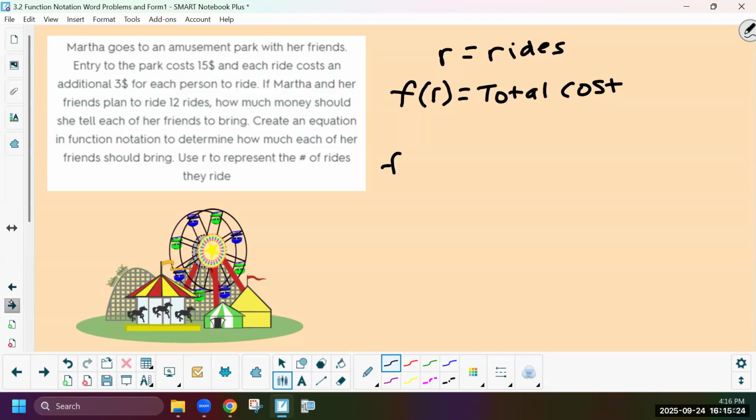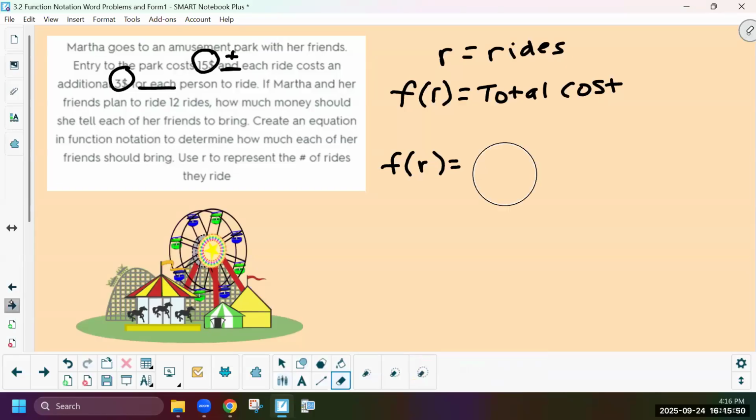Okay, so I'm going to say f of R equals. So I see in the problem that it costs $15 just to get in the park. So that is my one-time fee to get in. And means that we're going to add it costs an additional $3 for each person. So that is going to be my rate, my $3 per person. So I would say $3 per person, or per ride, and then plus the $15.